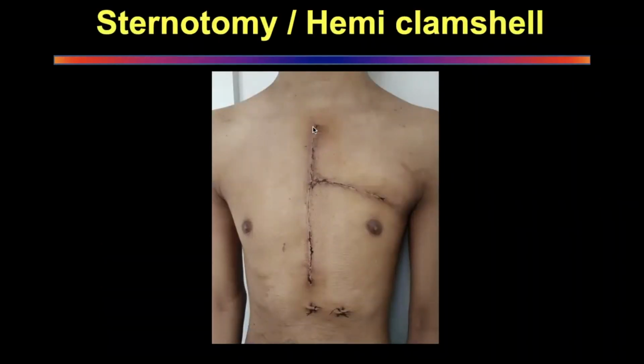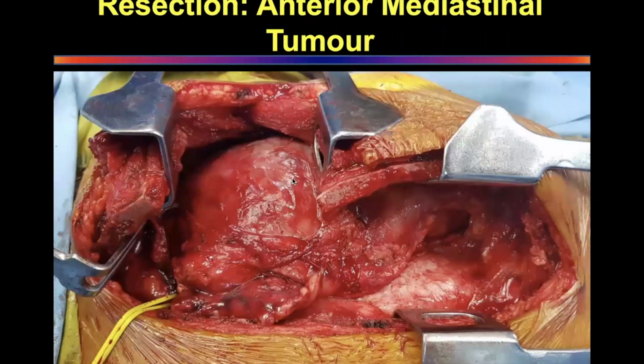We did what was called a Hemi clamshell. So that's a vertical incision and then going across like this. And I'll talk about that in a minute. I'll show you all the incisions that we can do. So this is a Hemi clamshell, and this gives you excellent view to the subclavian arteries, subclavian vessels, and also to the mediastinum.